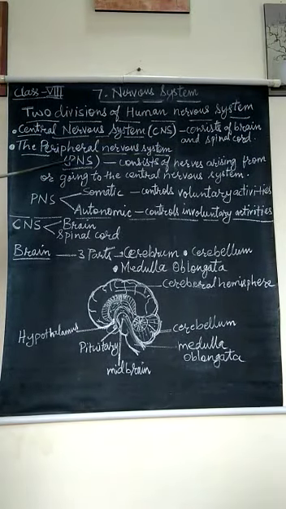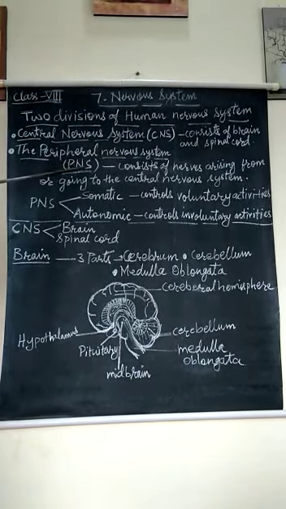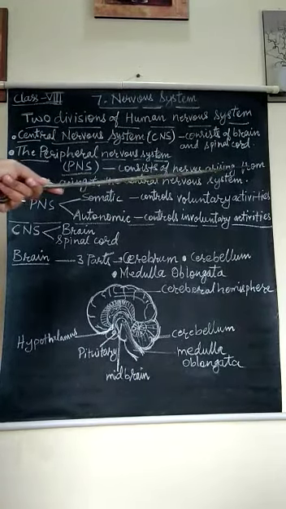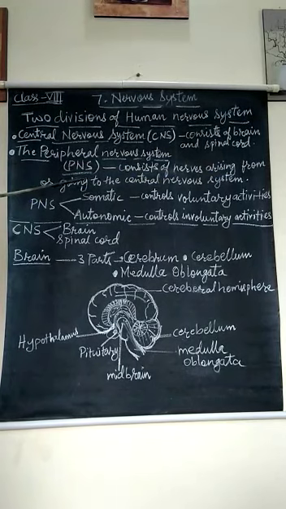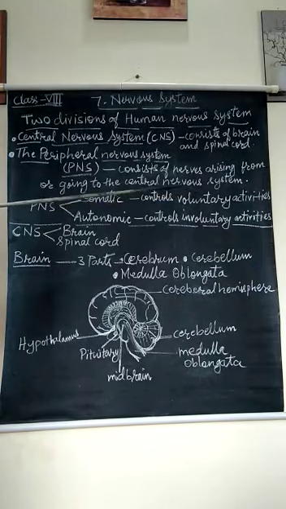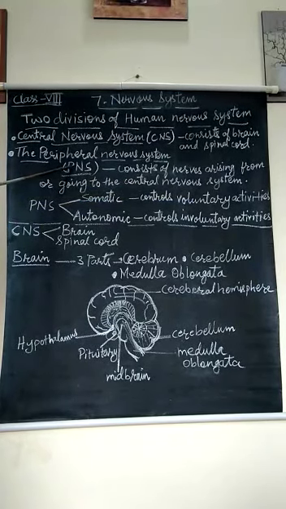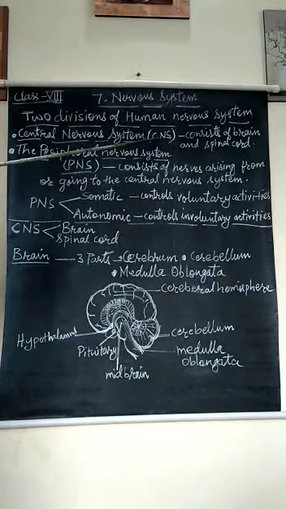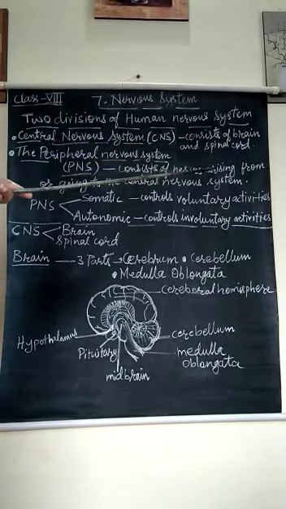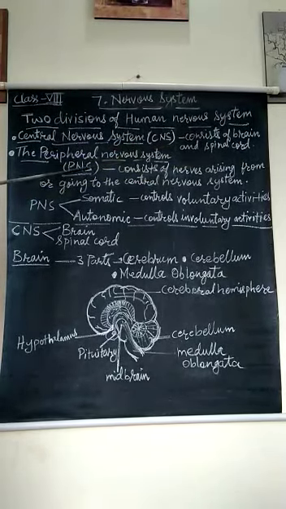Now the next is PNS, that is peripheral nervous system. PNS consists of nerves arising from or going to the central nervous system. Means PNS is the outer section which surrounds CNS, and it consists of nerves which arise from or go to the central nervous system.